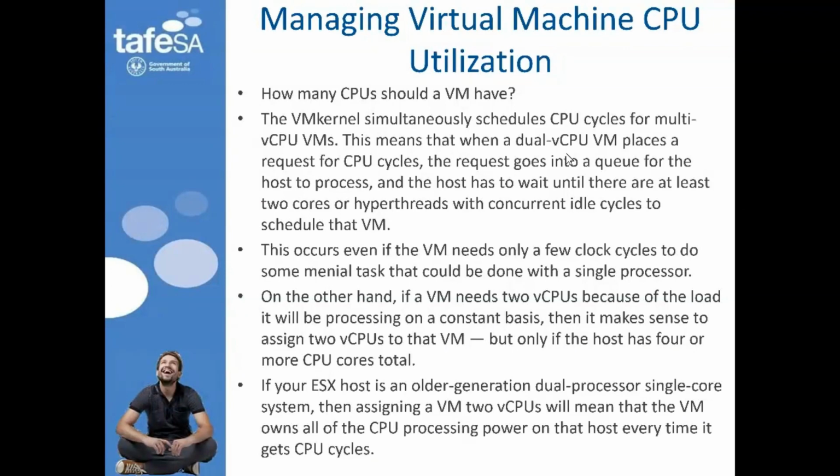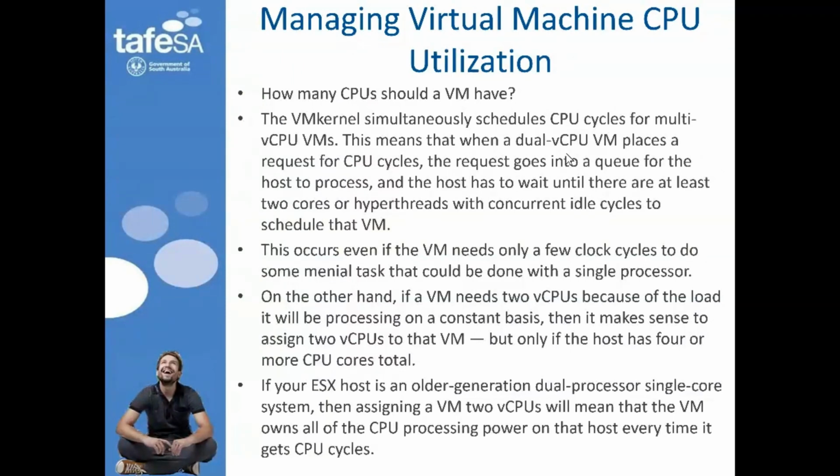The VM kernel simultaneously schedules CPU cycles for multi-virtual CPU VMs. This means that when a dual virtual CPU VM places a request for CPU cycles, the request goes into a queue on the host, and the host waits until there are at least 2 cores or hyperthreads with concurrent cycles to schedule that VM. Easy to understand or hard to understand that question?